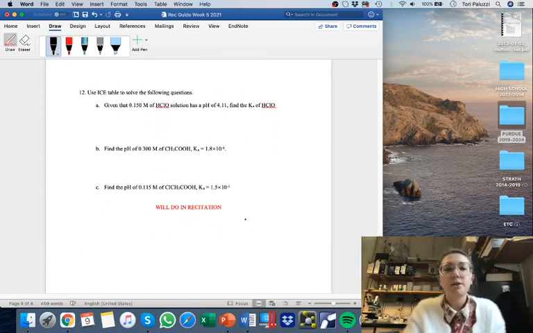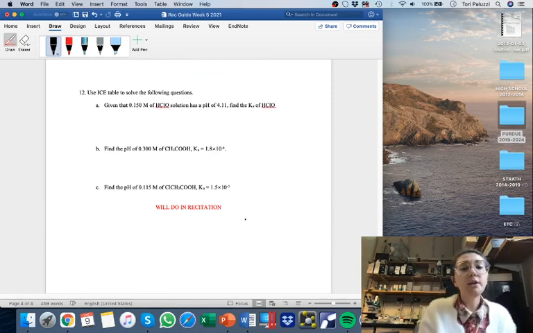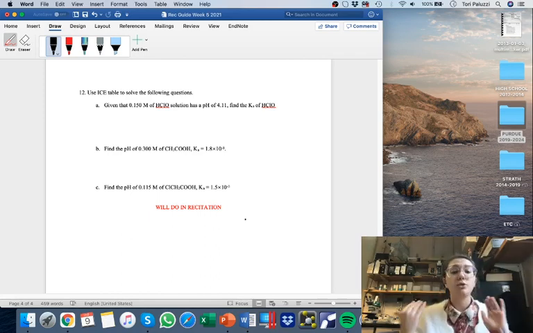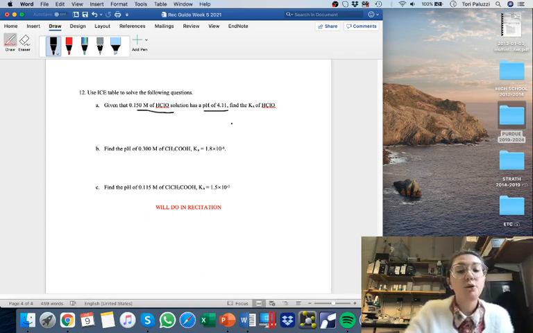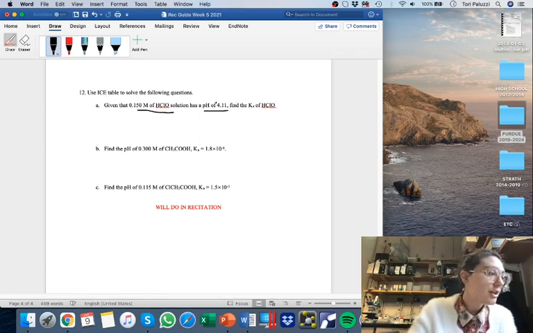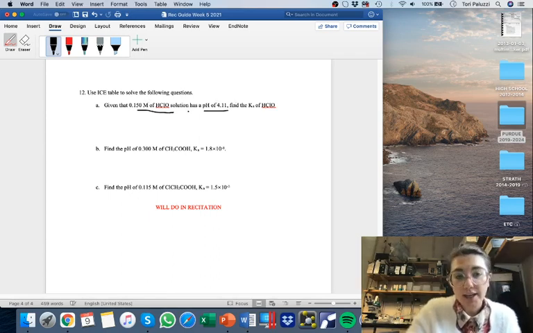Finally, for the last one, 12. So when we're looking at 12, it says use an ice table. Well, I'm going to tell you how to not use an ice table for these, and the only reason I'm doing that is because I think ice tables confuse stuff. So when you're given a concentration of the acid and a pH, and you have to find the Ka, well, you're already given the concentration of the hydrogen, which we know is equal to the conjugate base, the ClO minus. So we can actually just write this out based on what we already know. And we don't even need to use an ice table.